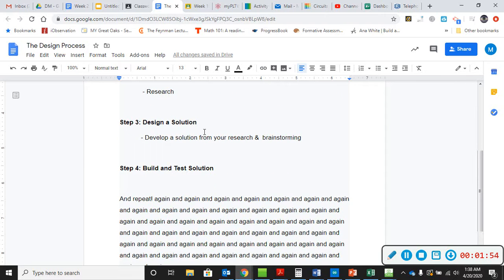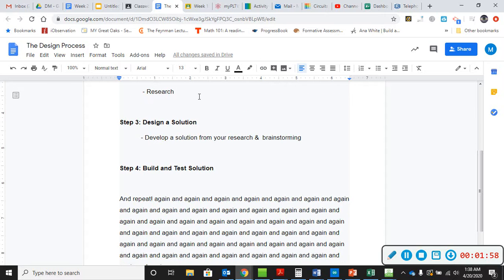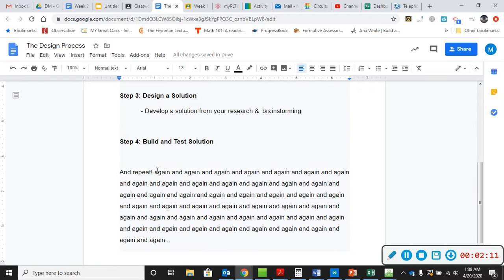Designing a solution. Once we have a whole bunch of ideas, now we need to kind of pick some of those ideas or tweak 1 or 2 of those ideas to finalize a solution. And you'll see that this solution might or may not work. The 4th step is to build and test that solution.